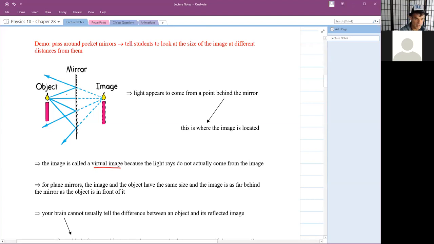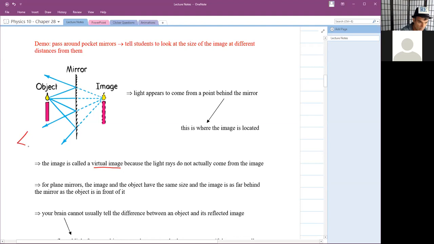So this object is emitting light in all different directions. We're only looking at a few pieces of it. Your brain always assumes light traveled in a straight line. Your brain doesn't know that light bends. Your brain doesn't know that light reflects. It always assumes it comes in a straight line.